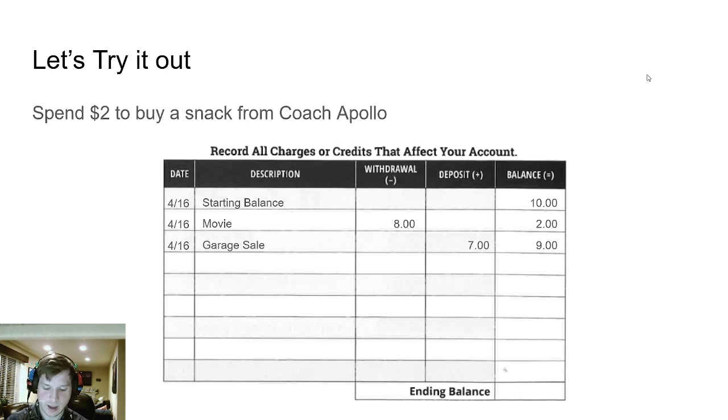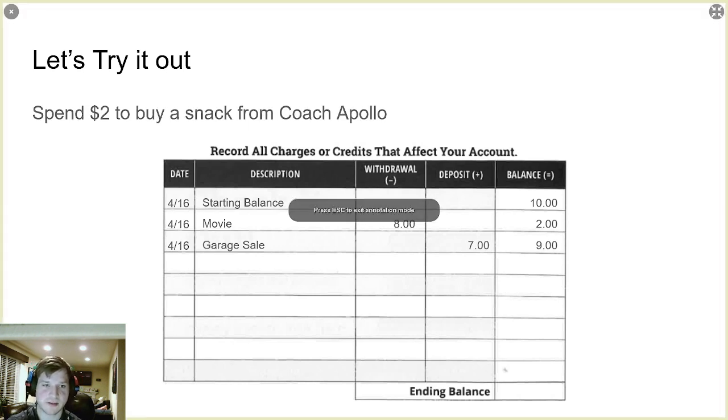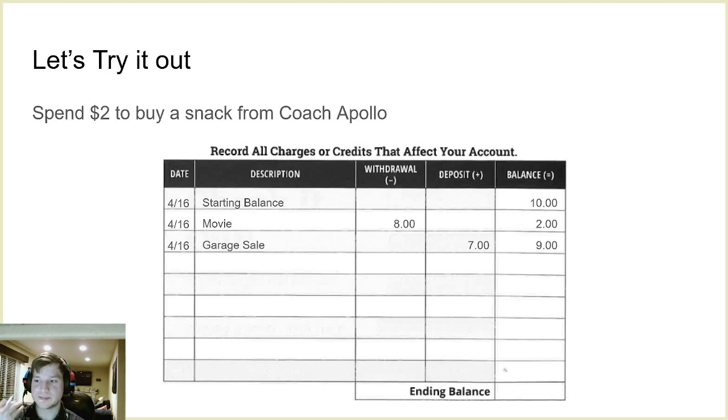Okay, so next, we're going to spend $2 to buy a snack from Coach Apollo. I'm spending money, which means I take money out of my account, so that's a withdrawal. So I'm going to put $2 there. I'm going to write what it's for. I'm going to say snack from Coach Apollo.